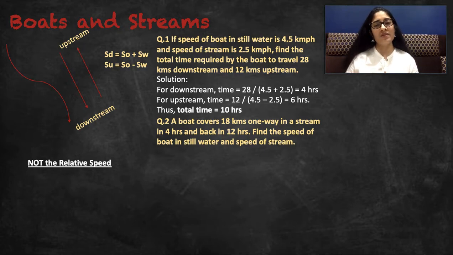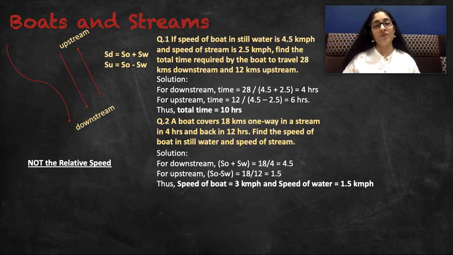Now the question becomes very simple. Speed of downstream is 18 upon 4. Speed of upstream is 18 upon 12. Solving this further, you will get the individual speed of boat and water.